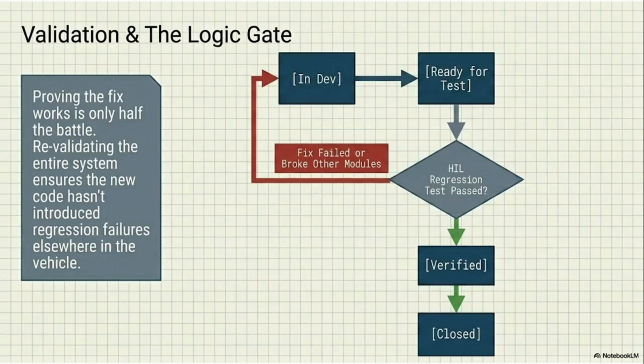Proving the fix works is only half the battle. The logic gate is the HIL regression test. Revalidating the entire system ensures the new code hasn't introduced regression failures elsewhere in the vehicle. If it fails here, it goes straight back to development. It loops back.